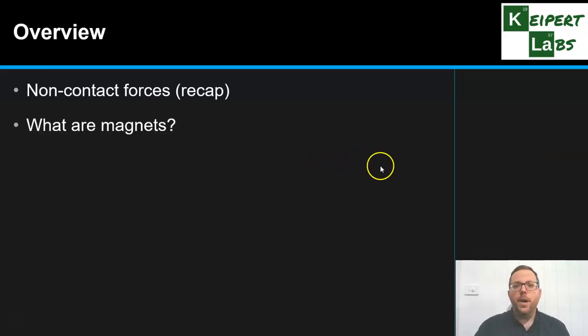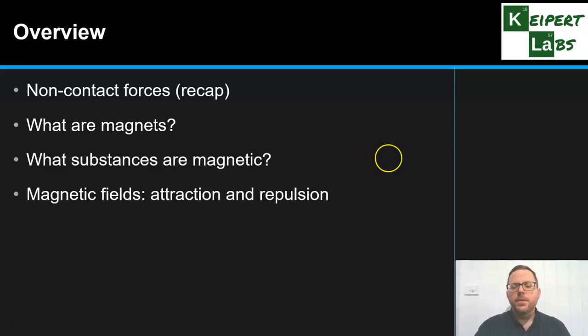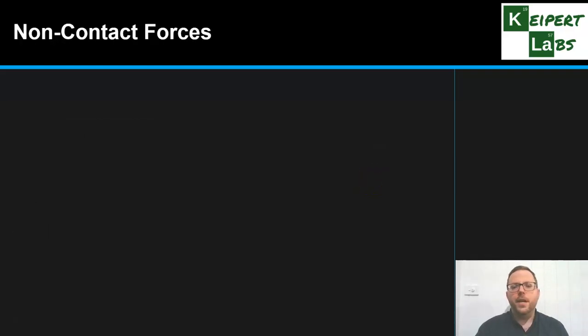We're then going to look at what magnets are, what substances are magnetic, magnetic fields and the concepts around attraction and repulsion as magnets are brought close together, and looking at the Earth as one giant magnet with its own magnetic field. So firstly, we're going to recap what we understand about non-contact forces.